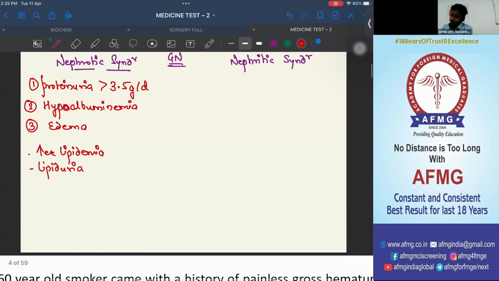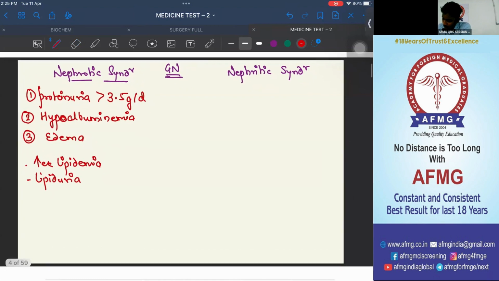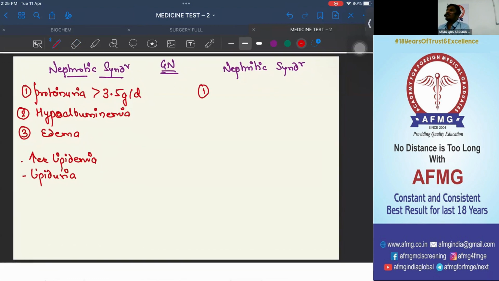Okay? Now, if I talk about nephritic syndrome, the first feature is common. Because if the glomerulus is damaged, definitely the macromolecules like proteins will be filtered out from the kidneys and will be present inside the urine. So here also the patient has proteinuria. But what range? The patient will have proteinuria less than 3.5 grams per day, or you can say around 2 grams per day.